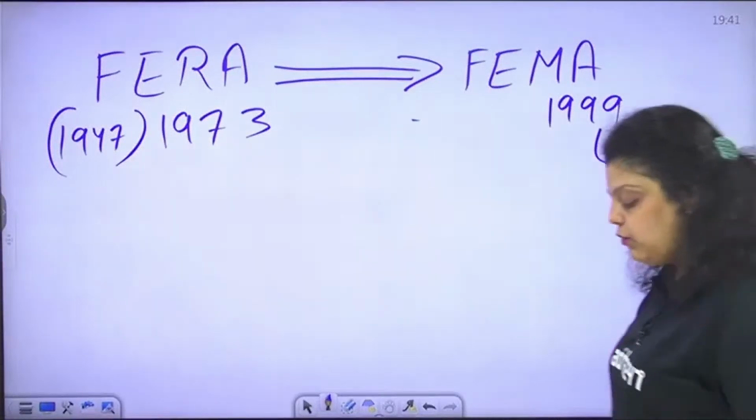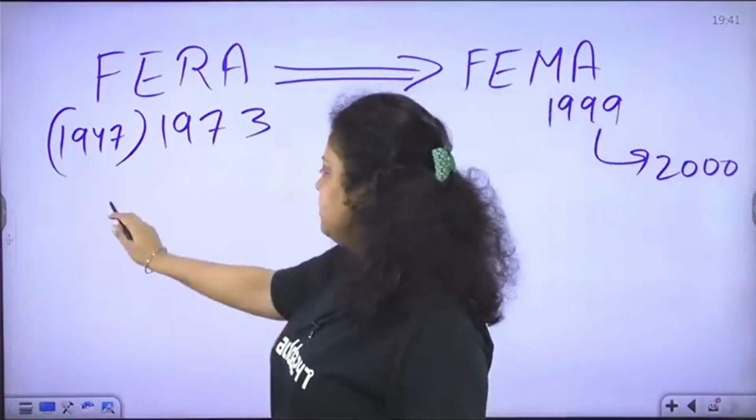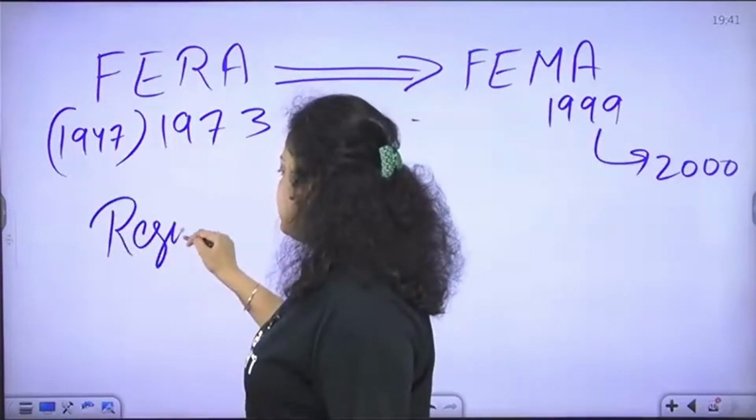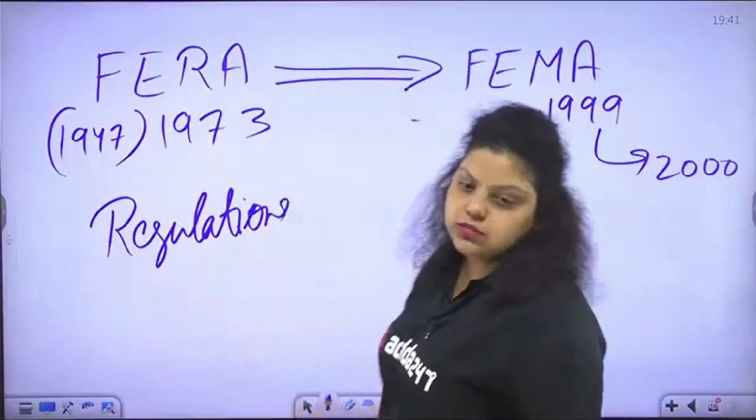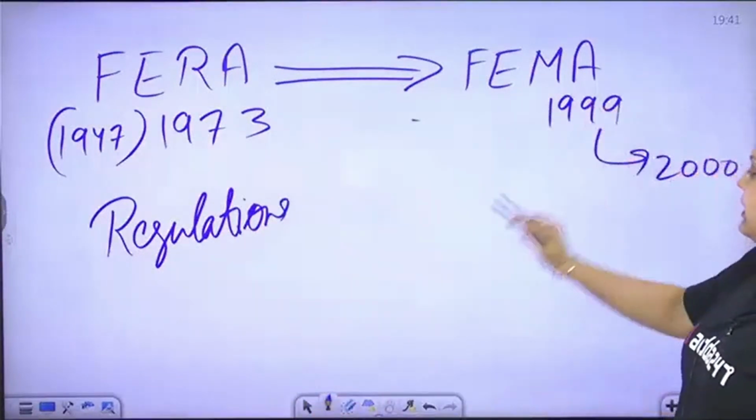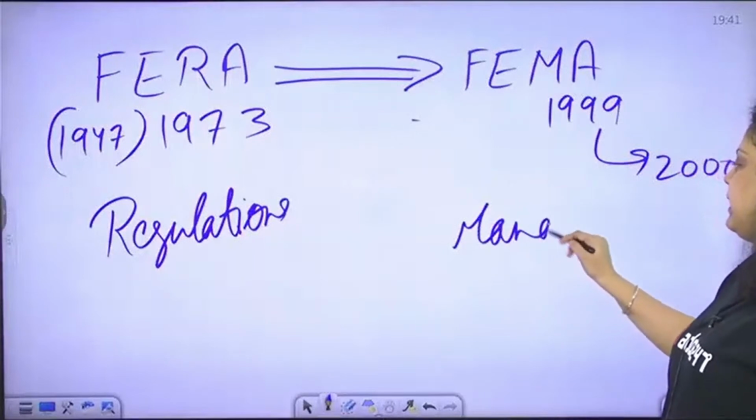Now, the Foreign Exchange Regulation Act represents regulations. It means this act has a lot of restrictions and regulations in it. But in the case of FEMA, it was about management.